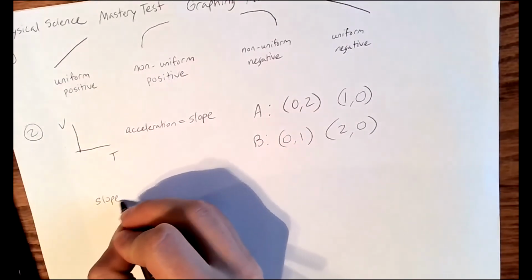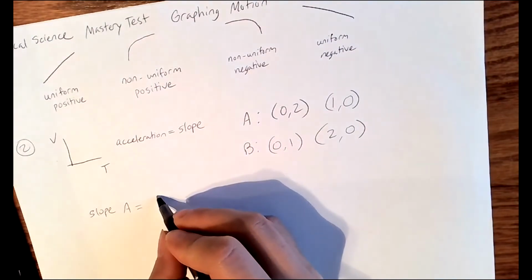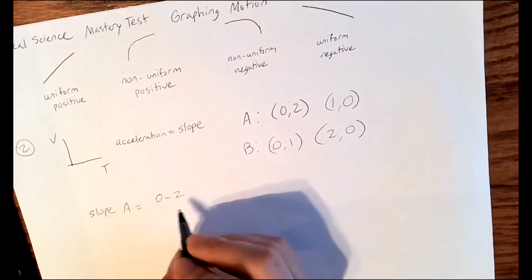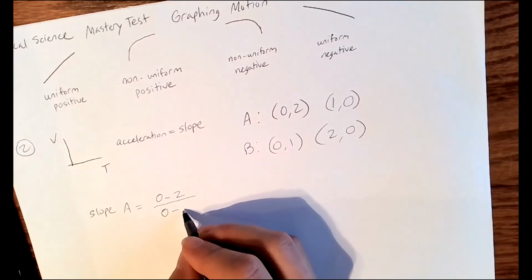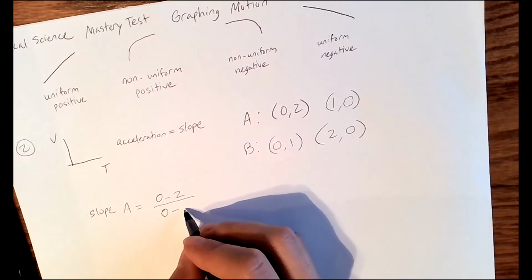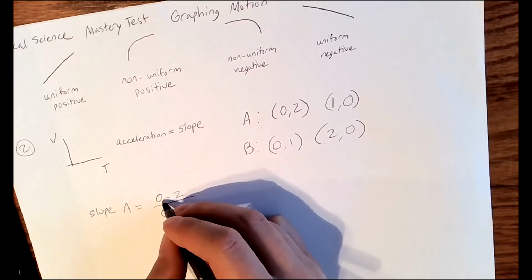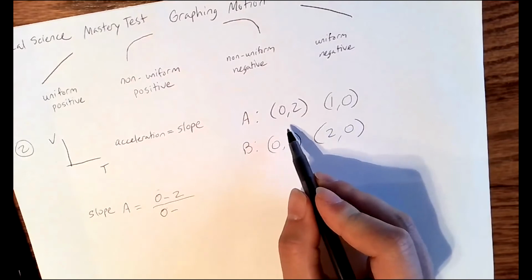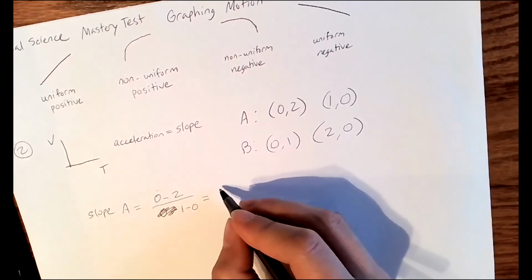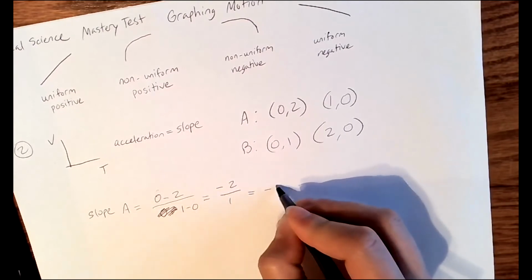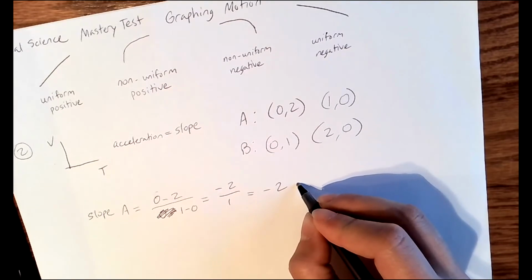So what's the slope of A? Well, we'll take 0 minus 2, subtract the y's, divide that. Just kidding. 0 minus 2, and then 1 minus 0. What did I do? Yeah, don't make that mistake. -2/1, so you're left with -2 for the slope of A. And that'll be meters per second squared.